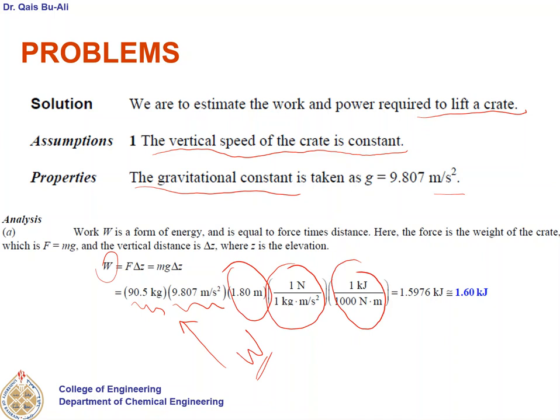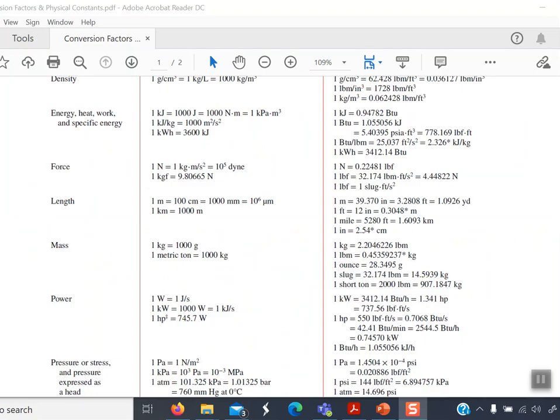Let me show you the conversion table for the last time. What we have here: you know that 1 Newton is equal to 1 kilogram times meter per second squared. So this is for the force. And for the energy or the work, you know that 1 kilojoule is equal to 1000 Newton meter. So we'll use these two, the force and the energy. This is what we will use from this table.